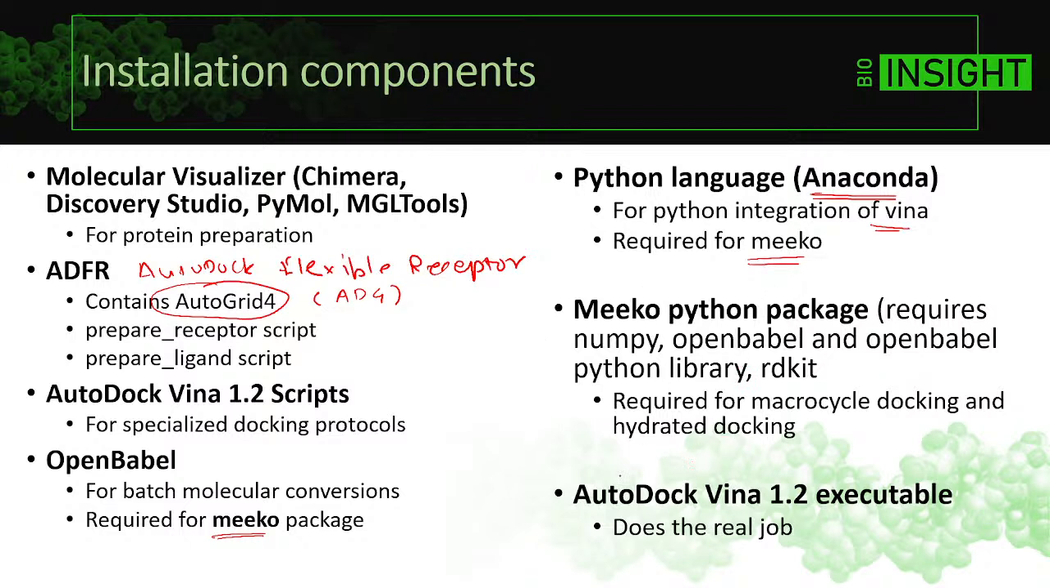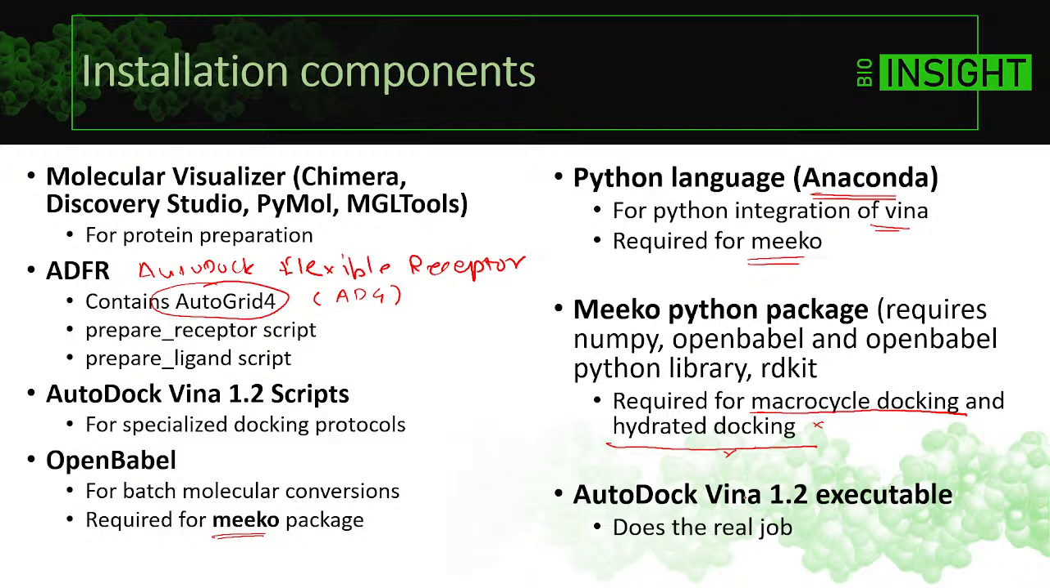And finally, the most important part: this Meeko tool will be required if you want to perform macrocycle docking as well as hydrated docking. If you don't want to go for these specialized protocols, you don't need it. And finally, we need the actual AutoDock Vina 1.2 executable file, or the main program that will perform all of these calculations.